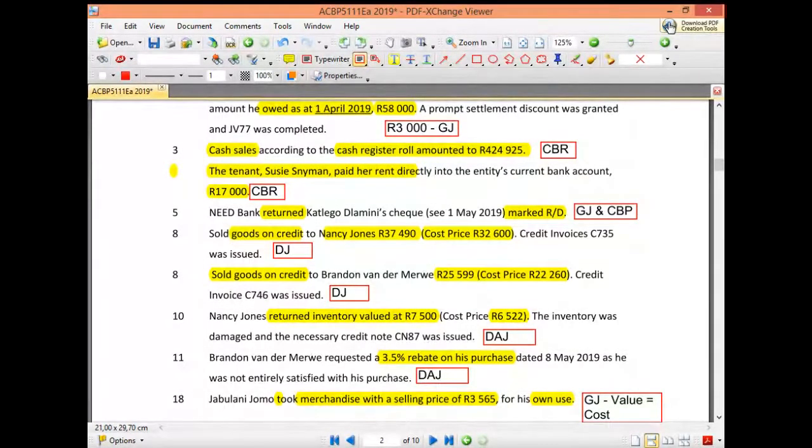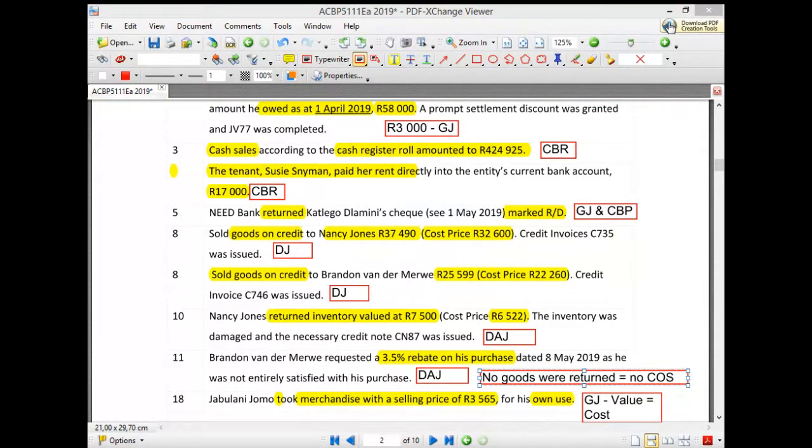Okay, then if we go to the 11th, now Brandon also asked for a 3.5% rebate on the purchase, because he was not entirely satisfied with the purchase. Now, if I'm asking for a rebate, did I actually return any goods? No, I haven't returned goods. So in this one, no goods were returned. So that means there's no cost of sales that needs to be captured. Okay, so this is very important to remember when you do the DAJ for this one.